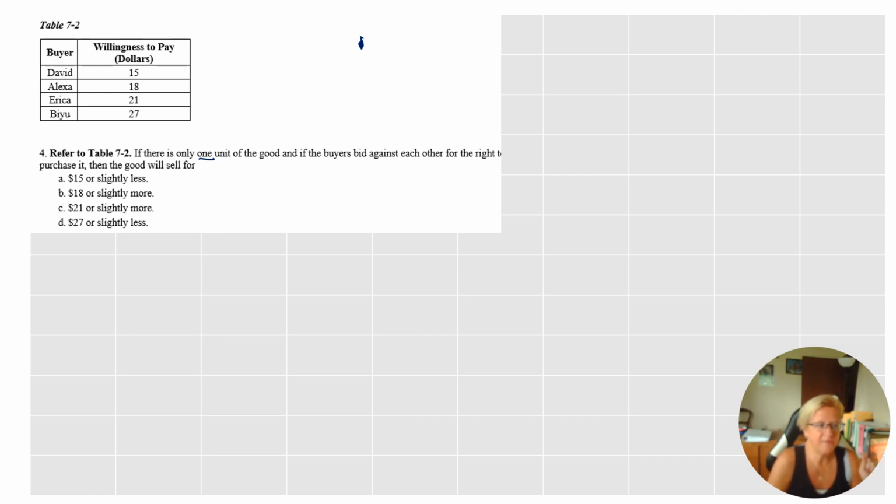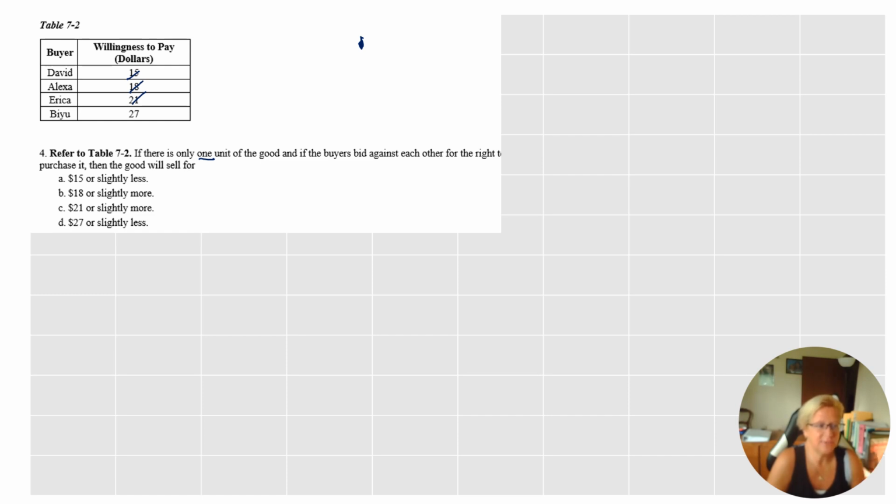David's only willing to pay 15, so when the bid price comes to 15 and goes slightly above that, David's going to fall out of the market. As the bid rises to 1801, Alexa's going to fall out of the market. When the bid price rises to 2101, Erica will fall out of the market. And the last person left is Binyu, and he doesn't have to pay his willingness to pay of 27. He just has to wait for Erica to fall out of the market.